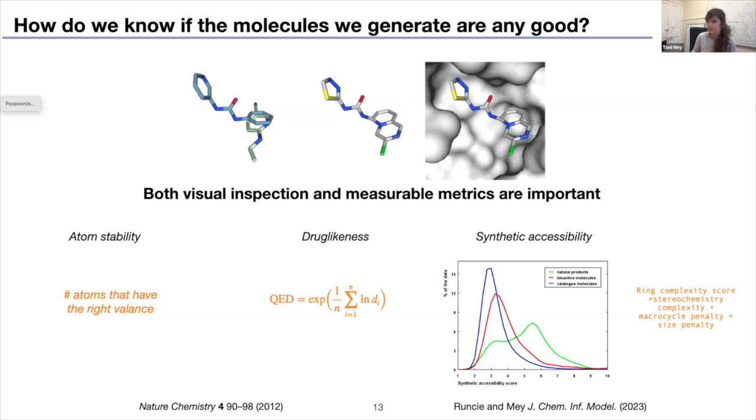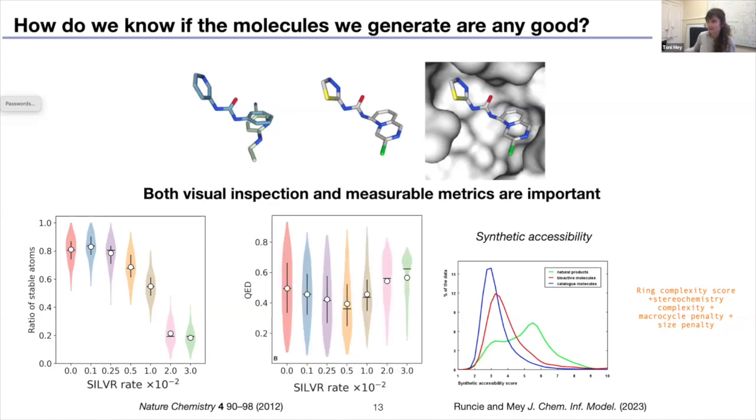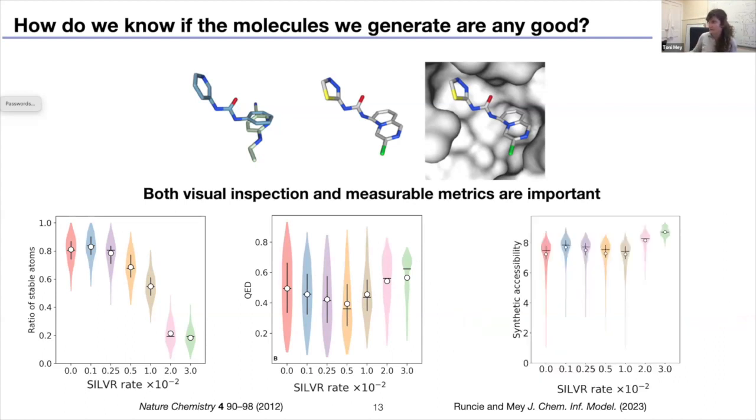If we now look at how that relates to the SILVR rate, you can see that up to 0.5 times 10 to the minus 2, we get a fairly steady number of stable atoms, and then things start breaking down. But at this rate, we're already generating things that look a lot like the reference. Then for our drug likeness, we see that it's fairly stable. There is some variability at very high SILVR rate again. And then for our synthetic accessibility, it's basically the zero SILVR rate is as good as any of the ones we push high.